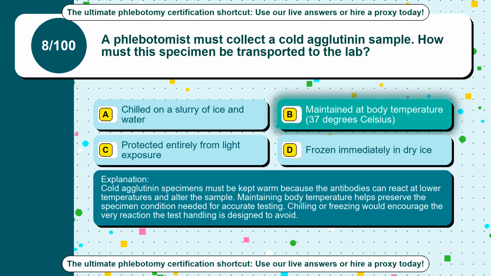Cold agglutinin specimens must be kept warm because the antibodies can react at lower temperatures and alter the sample. Maintaining body temperature helps preserve the specimen condition needed for accurate testing. Chilling or freezing would encourage the very reaction the test handling is designed to avoid.